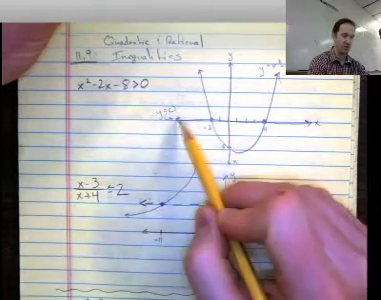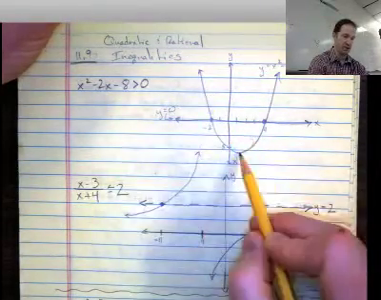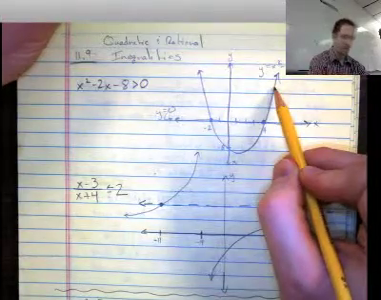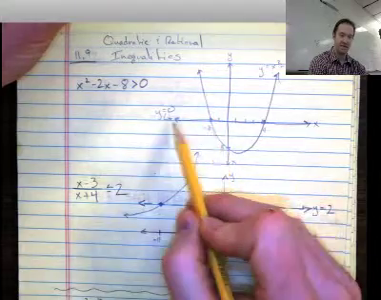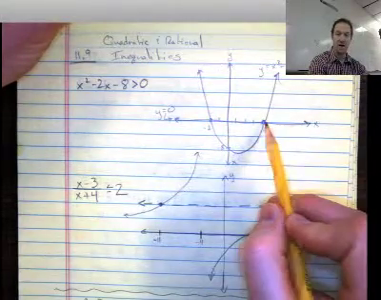It's above y equals 0 over here. It's below here, and it's above here. That means it's greater than 0 out here to the left of negative 2 and to the right of 4.